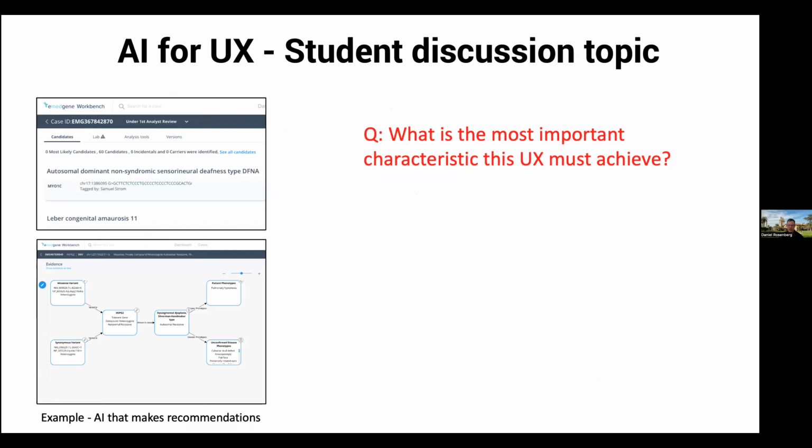But what's the most important characteristic that as a UX designer you have to achieve in a situation like this? And if anybody would like to come off mute, I'm looking for a one-word answer. Okay? What's going to make somebody use a system this complicated? This took a long time to build, and this is in the market. Imagine is a subsidiary of Illumina, which is the largest sequencing instrument maker in the world.